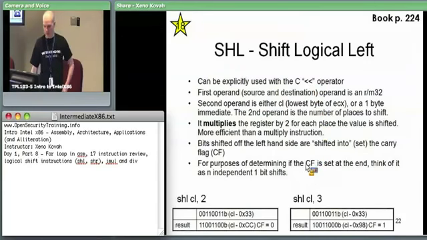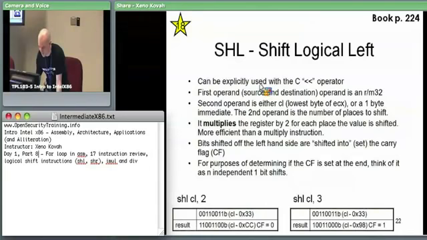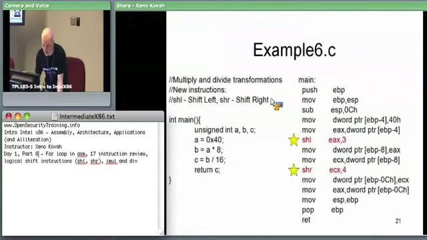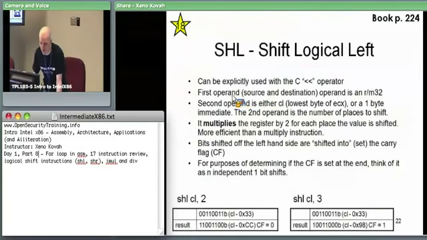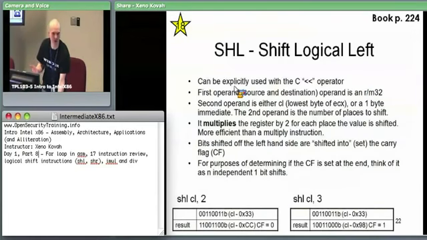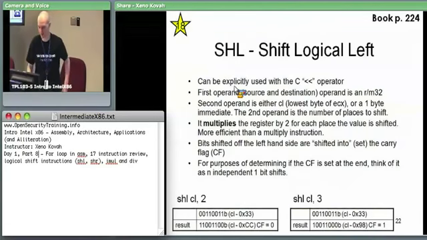So the first operand of a shift instruction is the source and the destination. It's like a register or, I believe, it can be an RM32 as well. I may be incorrect on that, but we'll see. The second operand is the number of bits that you want to shift the source by, and then take whatever the result is and put it into the destination.